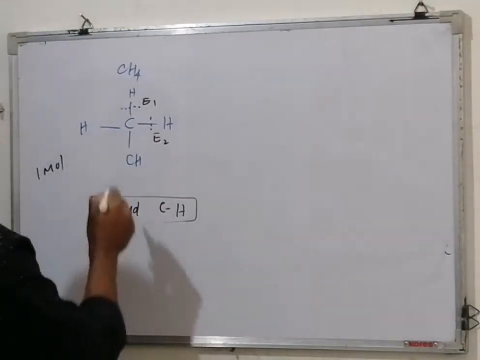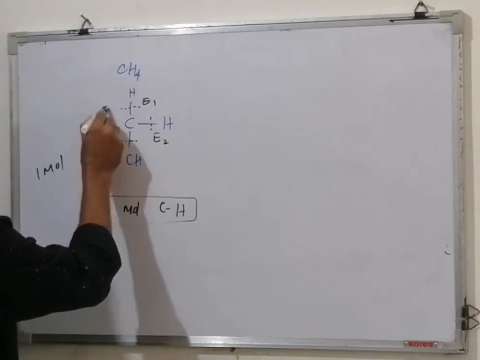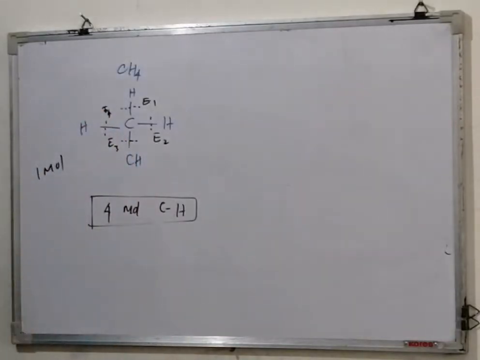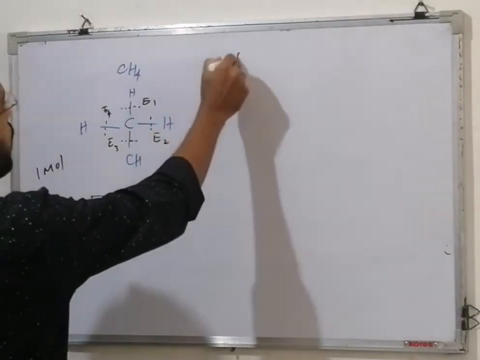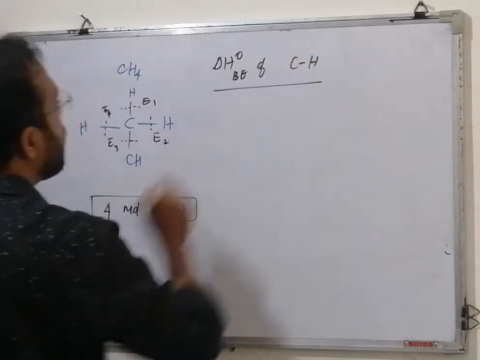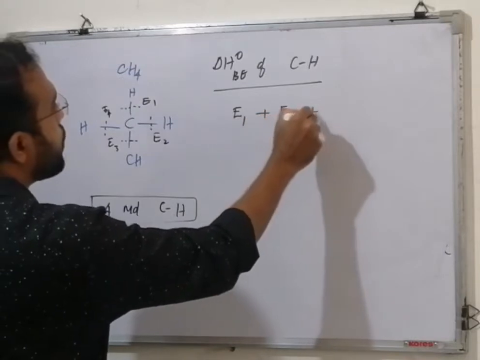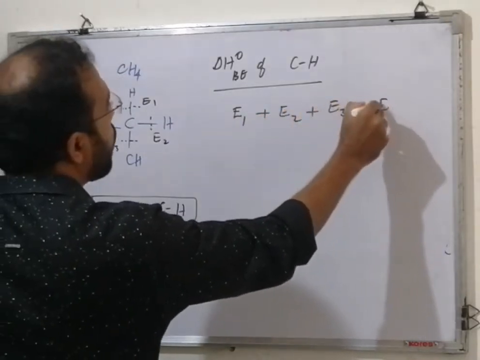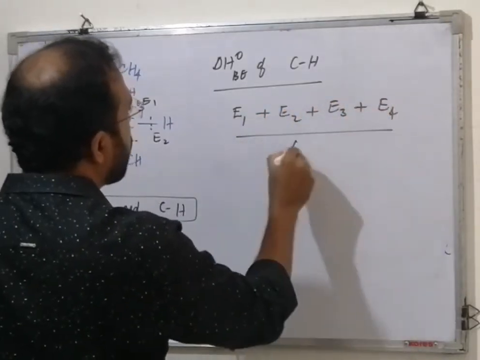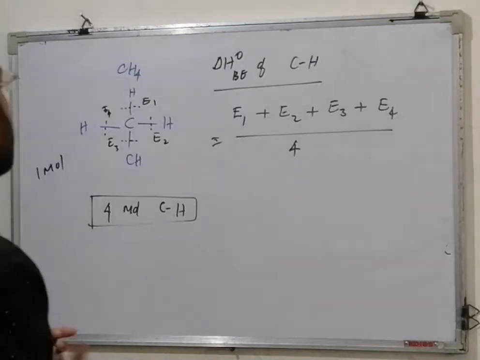You have E1, E2, E3, E4, which will be taken as delta H0 bond enthalpy of CH. This is the average: you take E1 plus E2 plus E3 plus E4 divided by 4. That's why we say that bond enthalpy is an average.